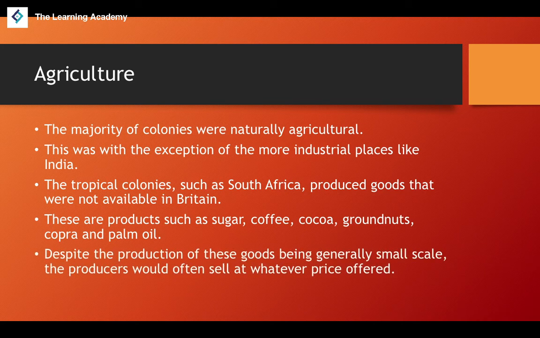And generally, despite the production of these goods being quite small scale, the producers would often sell at whatever price is offered. Generally speaking, the British were able to purchase these products for cheaper than they could sell within a domestic market, and so they would get still very, very low prices for the products, but the producers would generally sell at whatever price was offered.